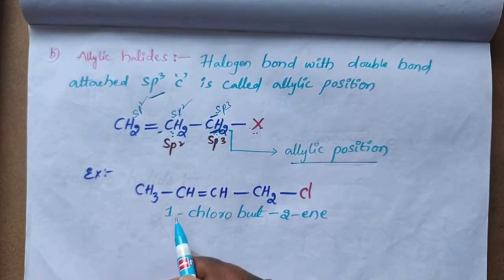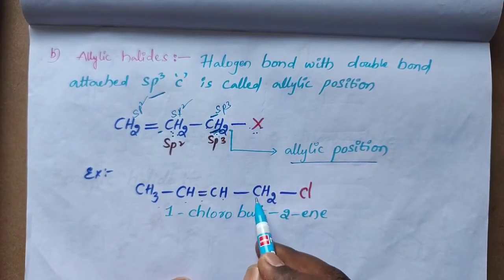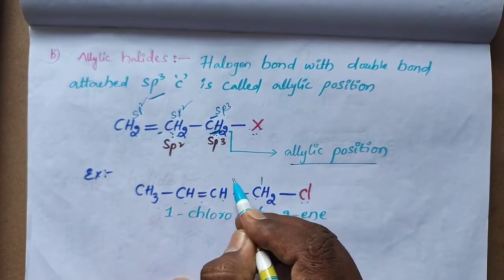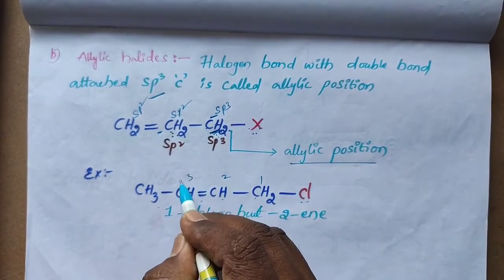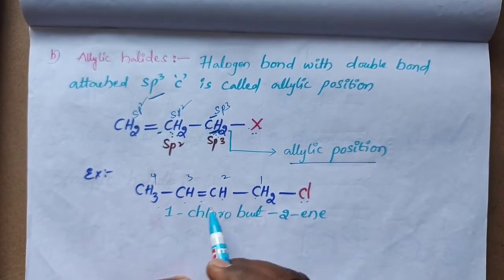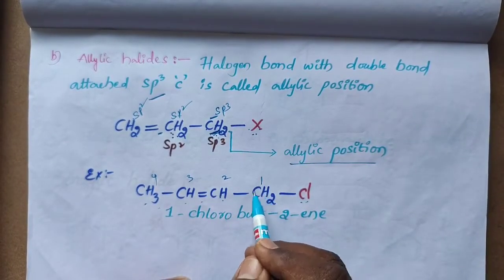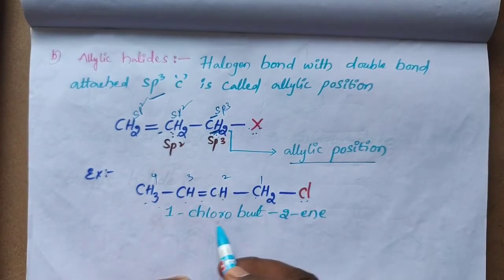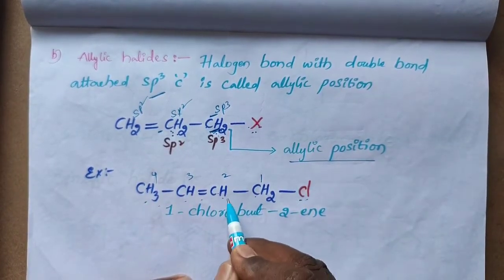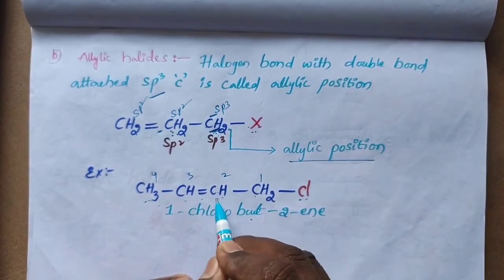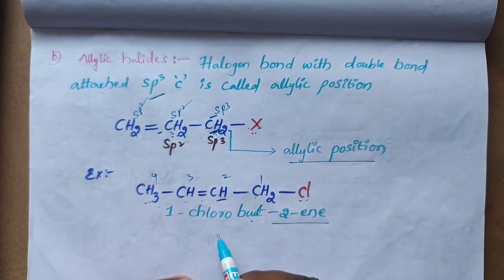We take one example: CH3, CH double bond CH, single bond, CH2Cl. In this, 1 2 3 4, the double bond position is preferably counted from this end or this end, both having the same second position. You take numbering from this end, 1 2 3 4. So this is 1-chlorobut-2-ene.